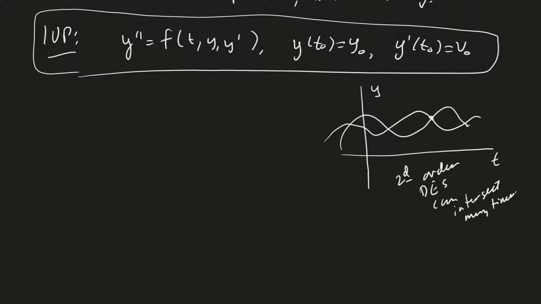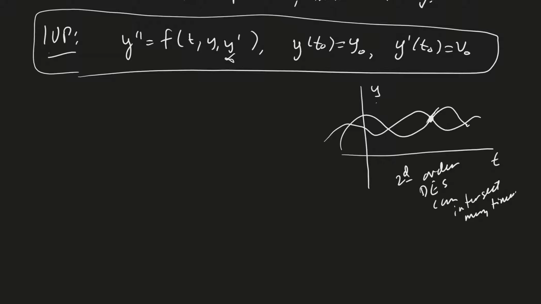Remember the last time we were talking about two solutions cannot intersect like this, right? Because that would violate our existence and uniqueness theorem. But now, because the slopes don't depend just on t and y, they also depend on y prime, it is possible for two solutions to intersect. Okay, so that's just kind of a side remark for why we're not looking at graphs.